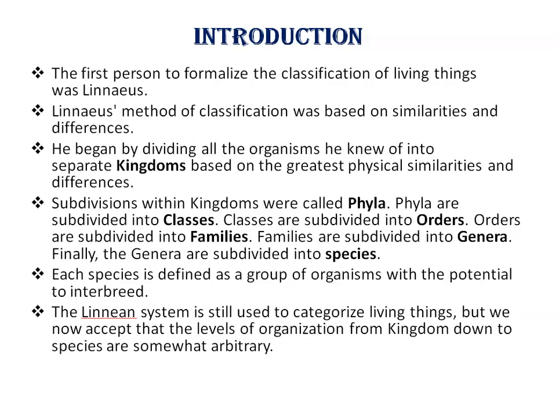Subdivisions within kingdom were called phyla. Phyla are subdivided into classes, classes into orders, orders into families, families into genera, and finally, genera are subdivided into species. Each species is defined as a group of organisms with the potential to interbreed. Members of different species, we know, cannot, by definition, mate and successfully produce fertile offspring.